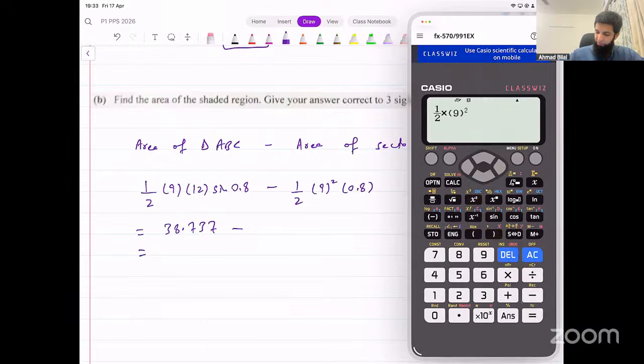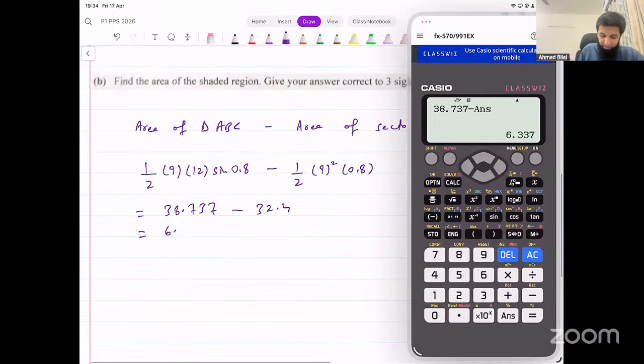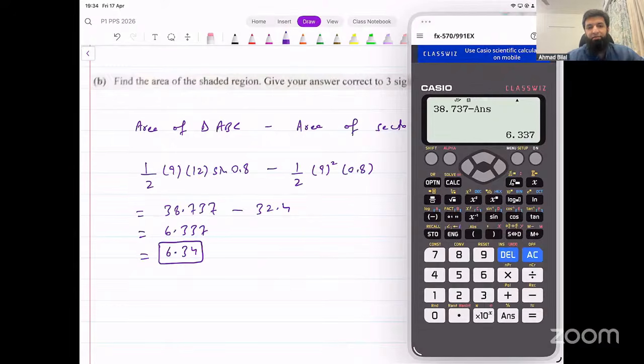1 over 2 into 9 squared into 0.8. Okay, so that's 32.4. Subtract these two numbers. You can see what that is. 38.737 minus the answer, and that gives us 6.337. Round it off to three significant figures, and your final answer will be 6.34. That's the final result that we write at the end.